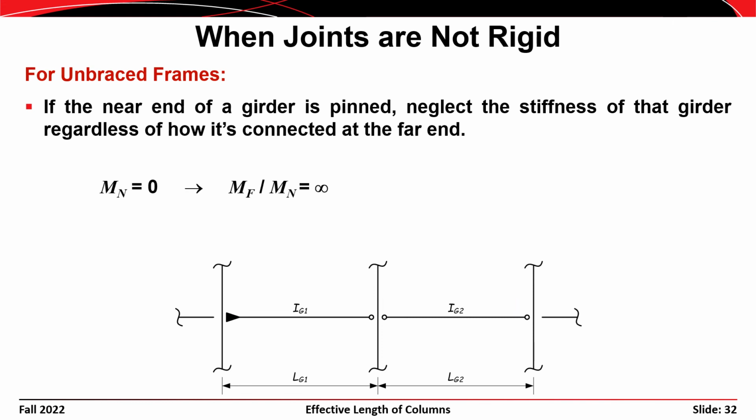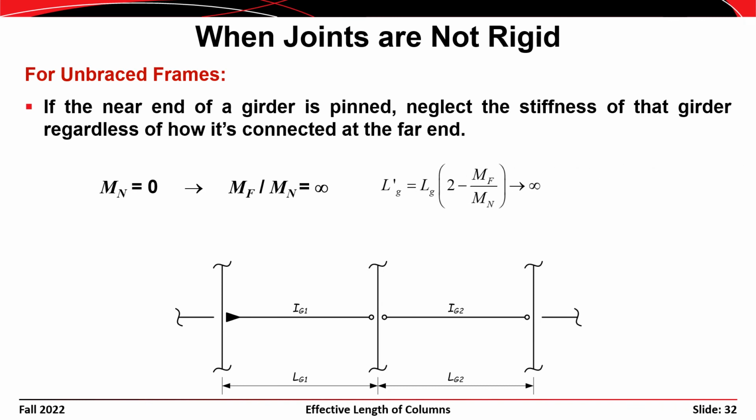So if the near end of the girder is pinned, in other words, if the girder is pin connected to the column that's being considered, then the moment at that end of the girder, M sub N, is by definition 0. If M sub N is 0, then the ratio of M sub F to M sub N is equal to infinity, regardless of what the moment is at the far end.